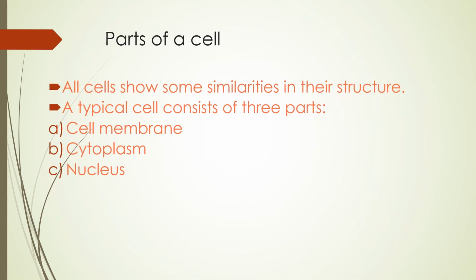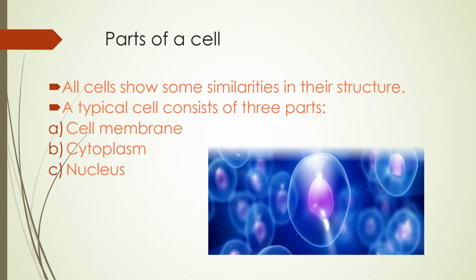Let's study the parts of a cell. All cells show some similarities in their structure. A typical cell consists of three parts: cell membrane, cytoplasm, and the nucleus.